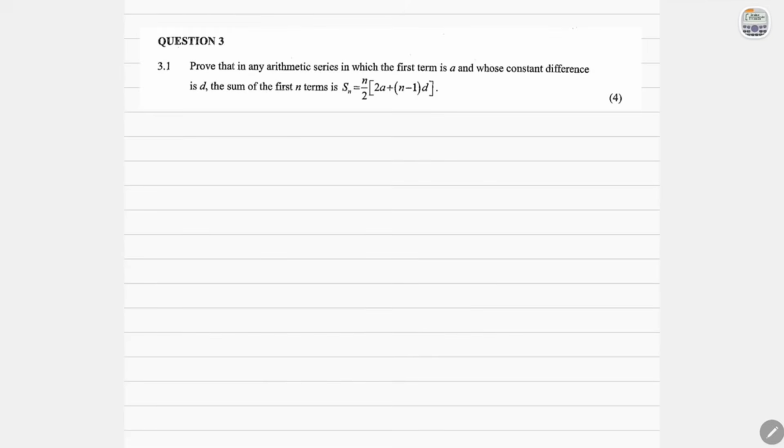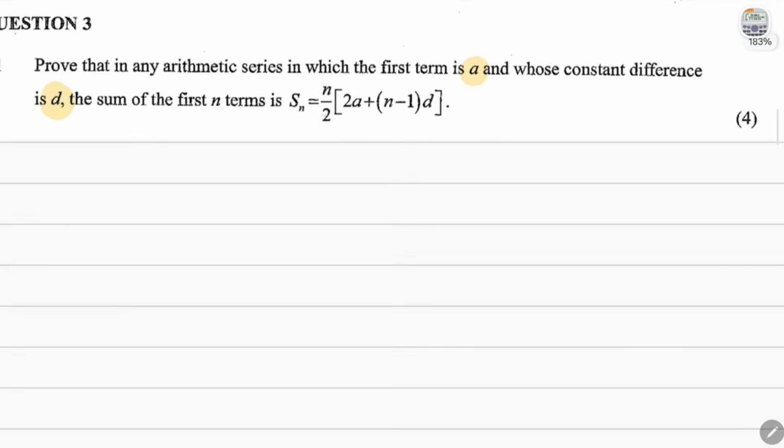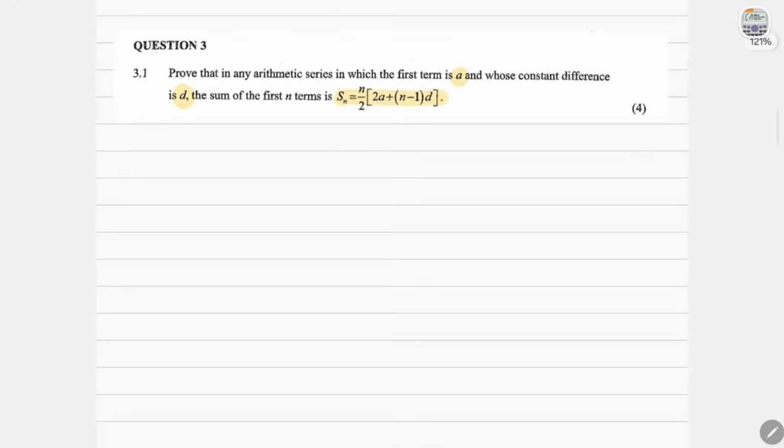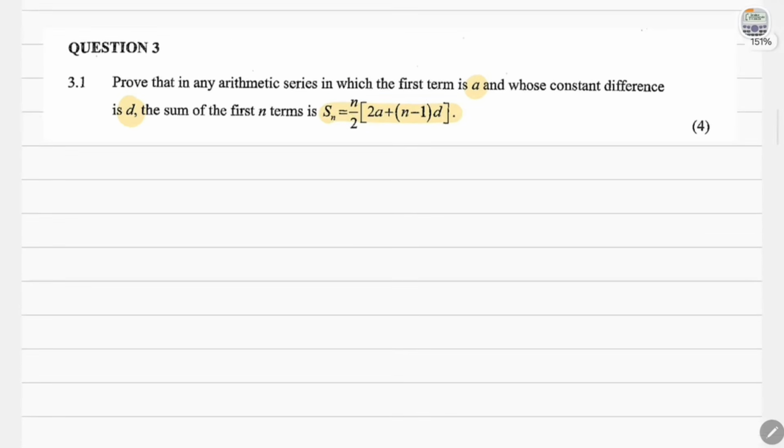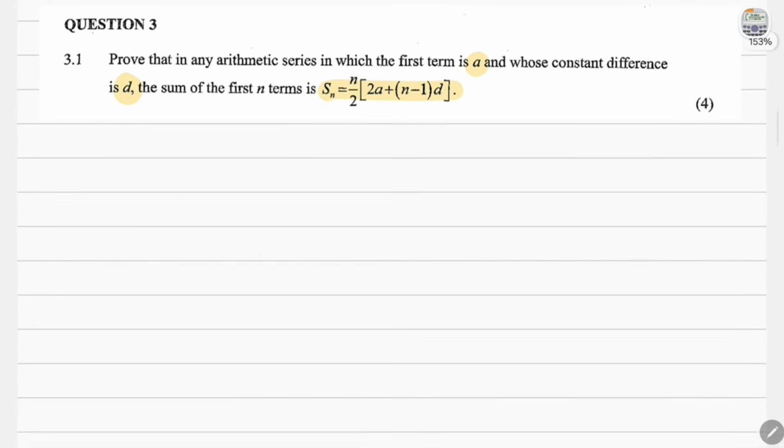Question 3, 3.1 says, prove that in any arithmetic series in which the first term is a and whose constant difference is d, the sum of the first n terms is equal to this. So they want you to prove the sum of terms formula of an arithmetic sequence or series. To prove this formula, this would usually be in the beginning part of your textbook, in sequences and series, because that's what you start off with in term 1. So to derive this formula, this is how it works.